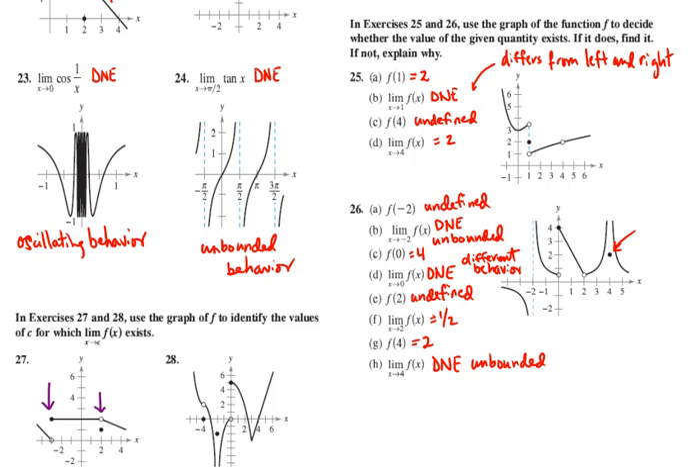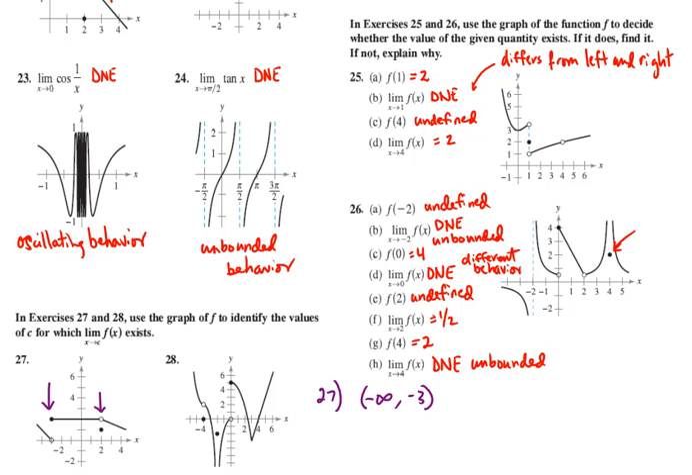Even at x equals 2, where there's a hole in the graph and the value of the function is defined somewhere else, we'll call that later a removable discontinuity, the limit still exists there because the behavior from the left and the right is not different. So what we would do for problem 27 is to simply state in interval notation the range of values for which the limit exists.